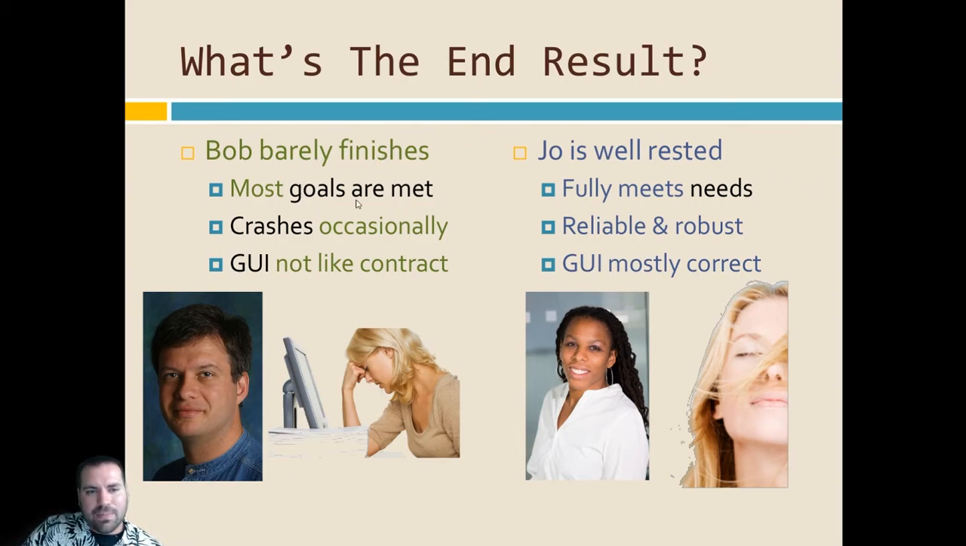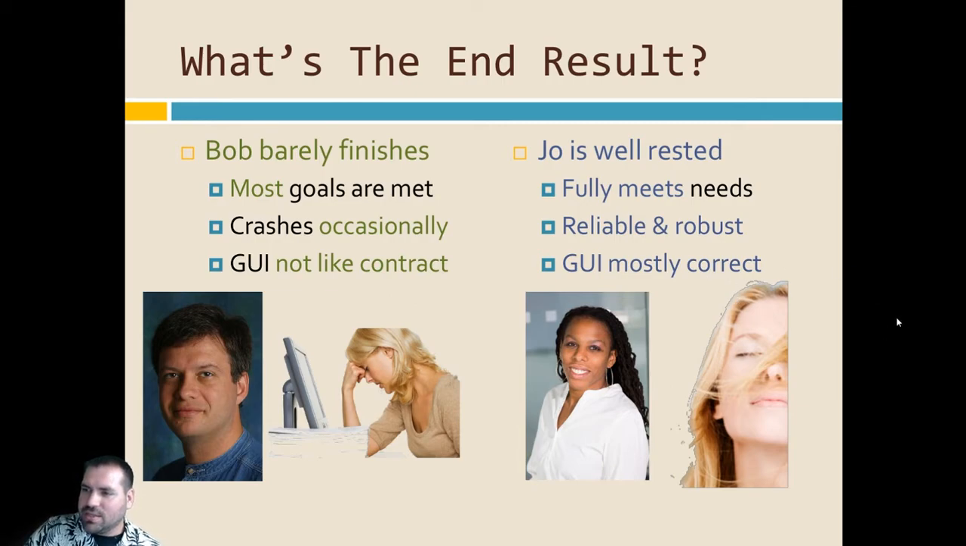So Bob kind of delivered what the customer was asking for. The program's not great, and the GUI doesn't reflect what was in the contract. Joe, on the other hand, well rested, meets all the needs of the customer after having that additional meeting, met all their needs, not just what they were asking for in their notes, but their needs. The code is reliable, robust, it always works, and the GUI's mostly correct. There are a few things different with the GUI.